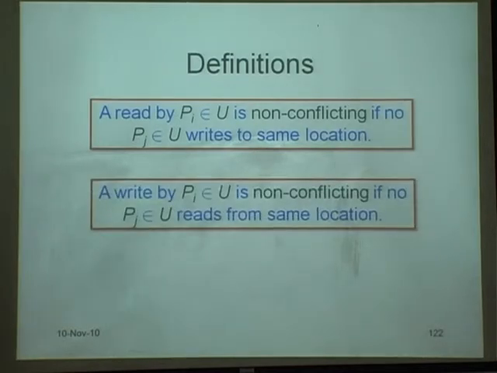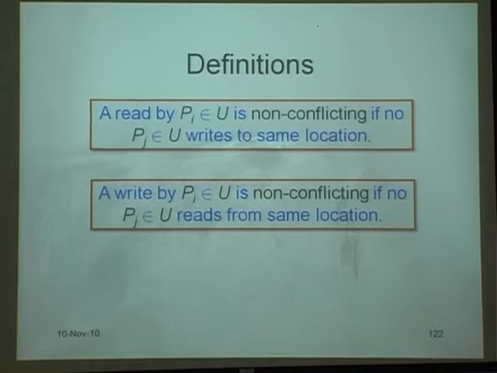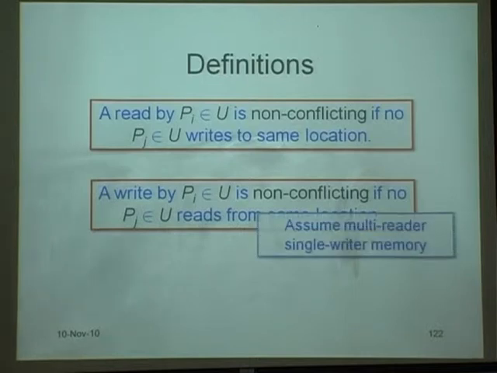So we have a set U of pending operations that we're interested in. In the state S, everybody could have a pending operation, but we're only interested in a subset of them, which is the set U. We'll say a write is non-conflicting if nobody in U is about to read from the same location. That means if I write and somebody else does something, nobody can tell what order they happened in, because they're not reading. And because we have multi-reader, single-writer memory, all conflicts are between reads and writes, not between writes.